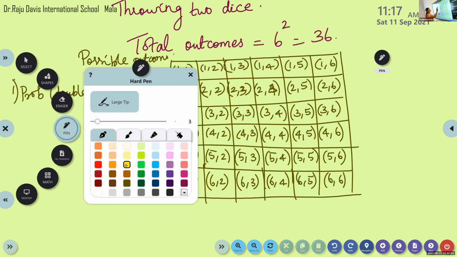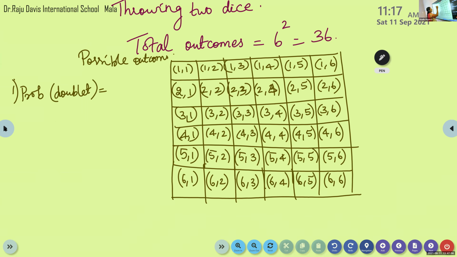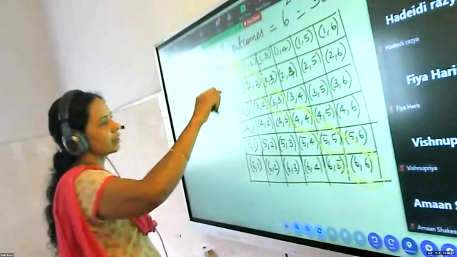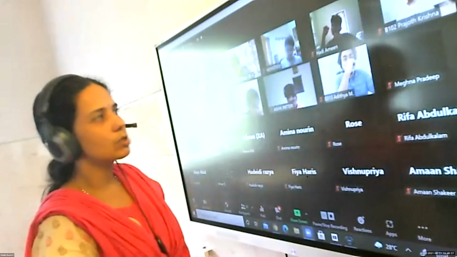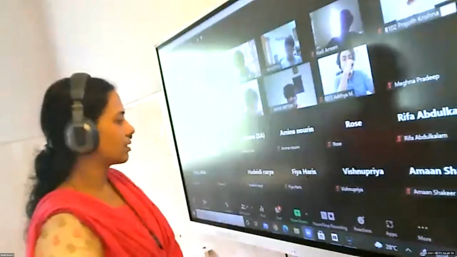Doublet means getting the same numbers, isn't it? 1,1; 2,2; 3,3; 4,4; 5,5; 6,6. So it will be coming along the diagonal. Look here. It will be like a square, isn't it? If you understand this 6 by 6, 36 square properly, you can answer such questions easily.